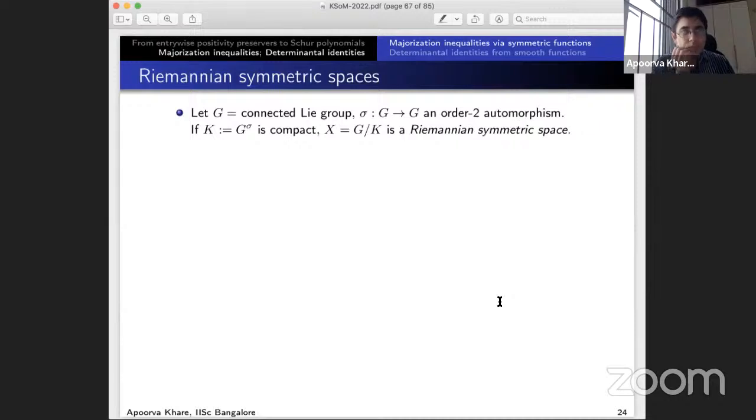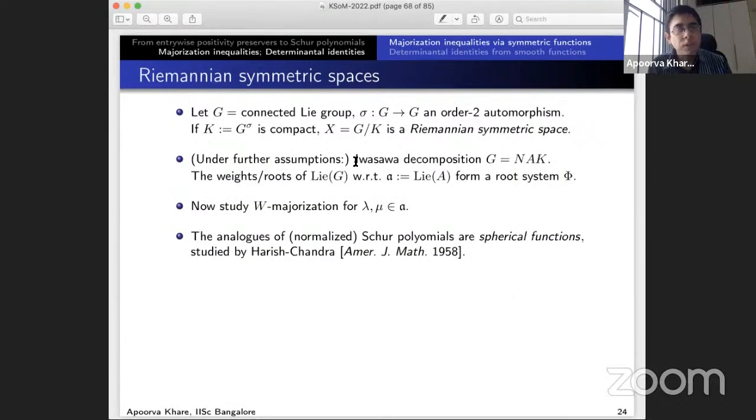So in these two slides, I want to tell you the sort of result that they did. Let G be a connected group and sigma an order 2 involutive automorphism. If the fixed point subgroup K is compact, one says that G mod K is a Riemannian symmetric space. Under further assumptions, one looks at the Iwasawa decomposition of the group itself. In that case, the A looks like the Cartan subalgebra, and the weights of the adjoint action of the Lie algebra with respect to this A form a crystallographic root system.